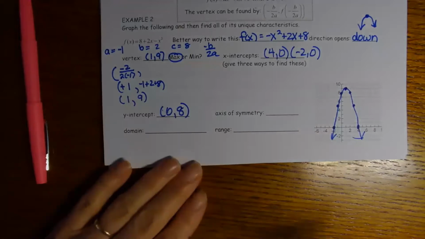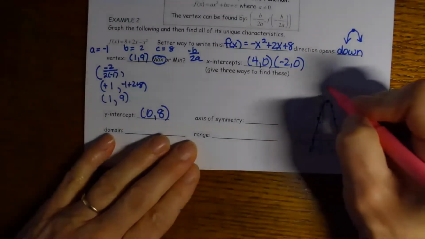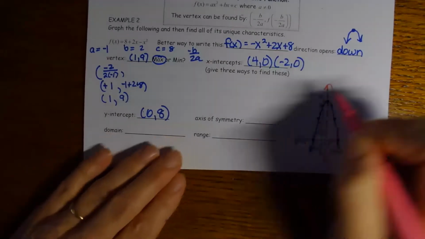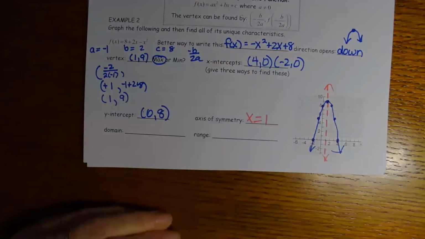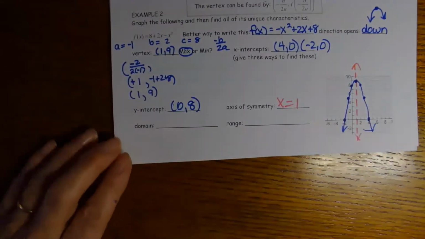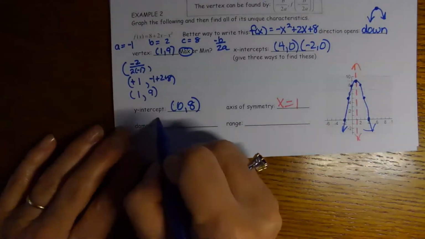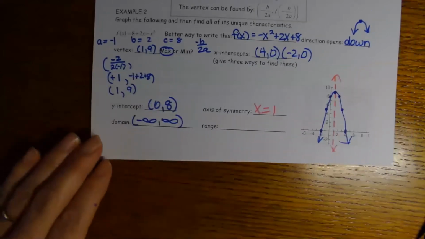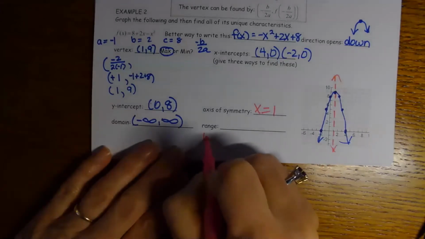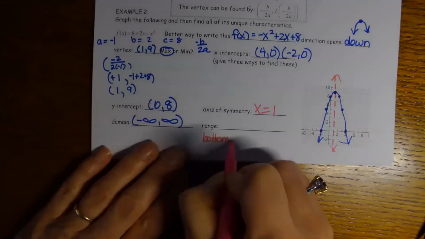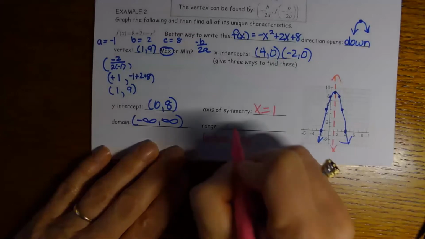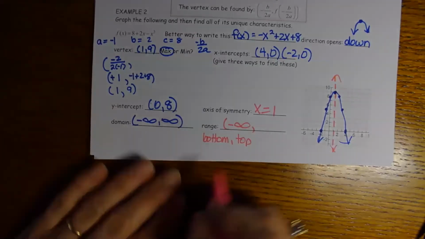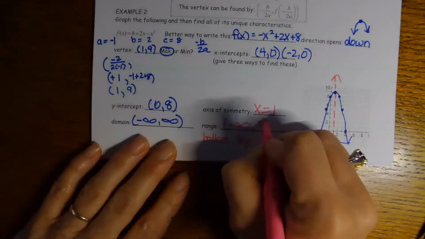The axis of symmetry, okay, that's always going to be what? The x of the vertex, right? The domain is the same for all parabolas. And the range is bottom comma top. So the bottom goes down to negative infinity, and the top is where? At 9.